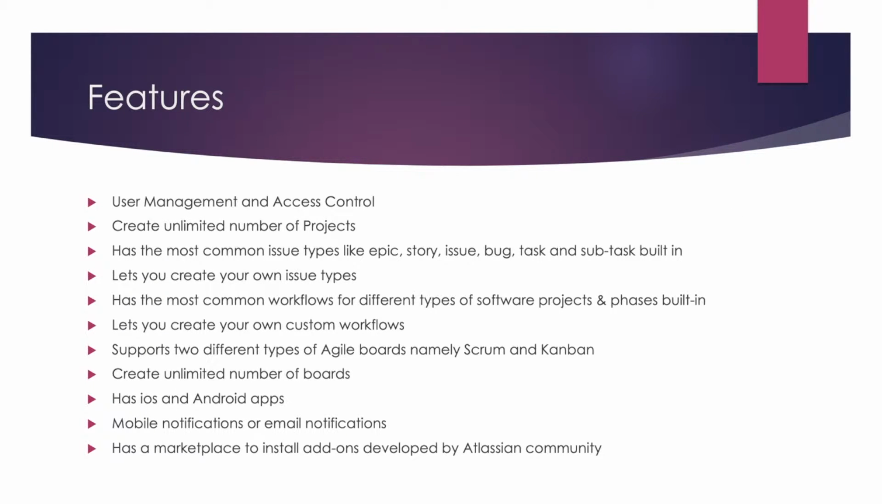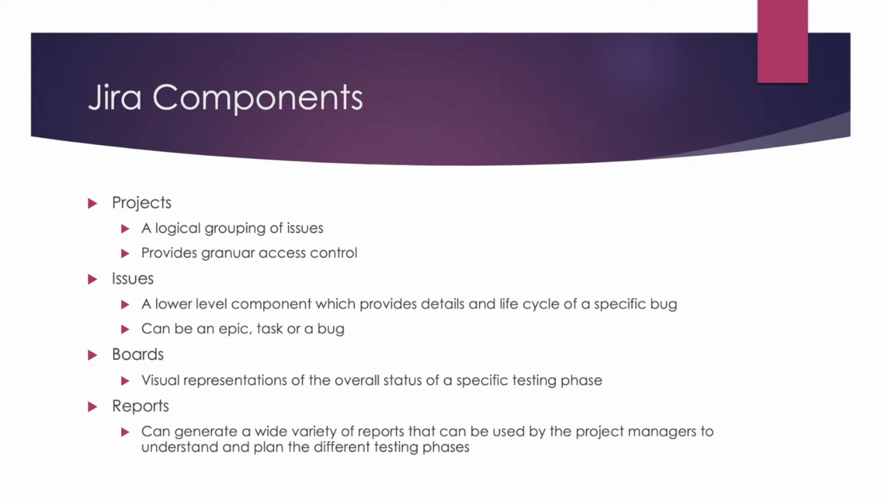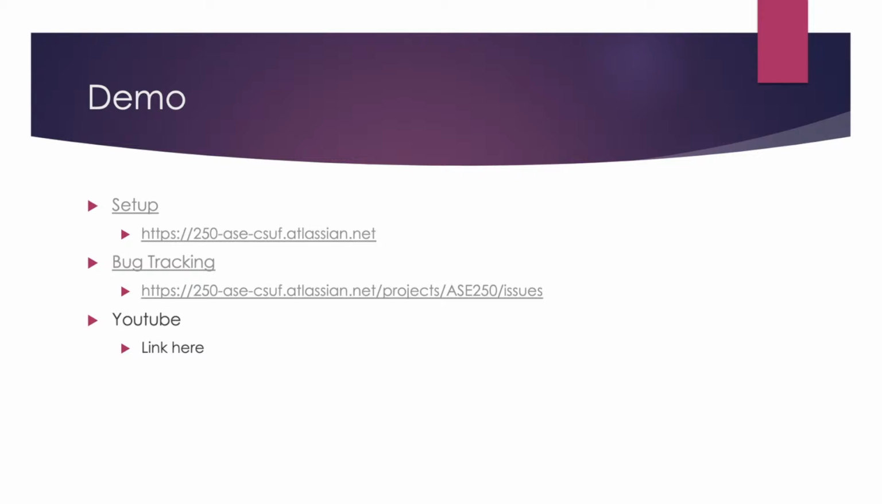Here is a list of all the features of Jira software. I'm not going to read through each of these, as we'll talk about all these features during the demo. Jira makes it very easy to track the progress of projects or bugs using these major components like projects, issues, boards, and reports. We'll also cover all these in the demo. Now let's proceed with the demo.